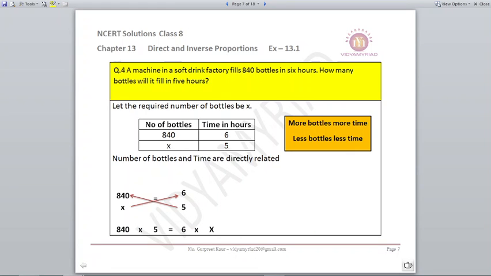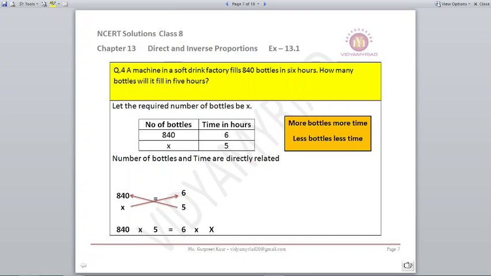Question number 4. A machine in a soft drink factory fills 840 bottles in 6 hours. How many bottles will it fill in 5 hours? So what are the 2 criteria? Bottles and time or hours. So when 840 bottles are there, time required is 6 hours. We need to find out the number of bottles.